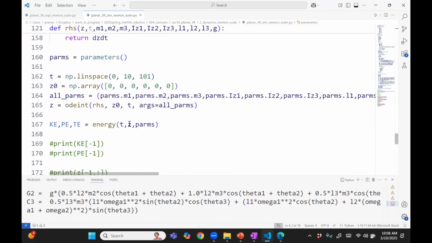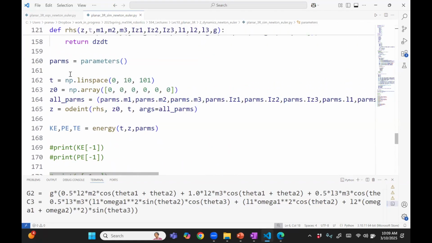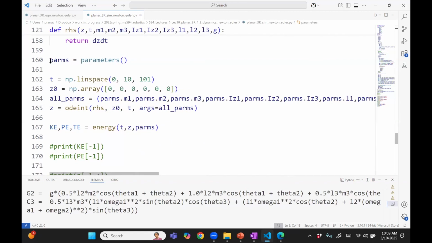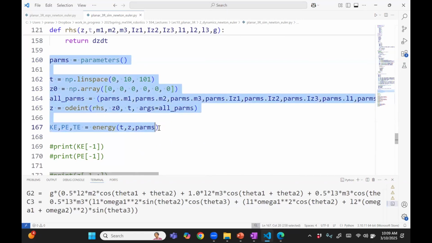Okay, so here we are. This is the part which is actually the main core of the file. So I need to create time elements, 0 to 10. So I'm simulating for 10 seconds. I'm setting the initial position and velocity. So theta 1 dot, theta 2 dot, and so on, all of those set to 0. I have some parameters I need to pass, and then I have to integrate this.